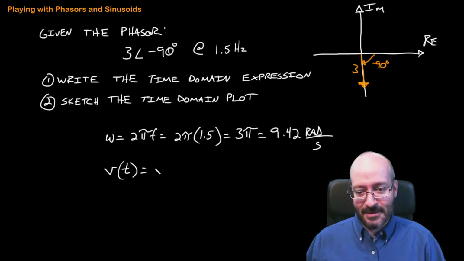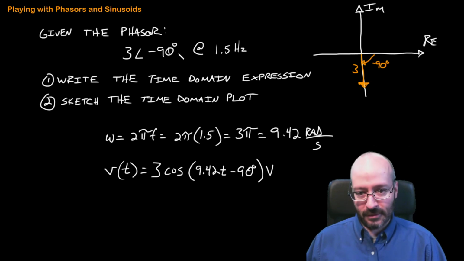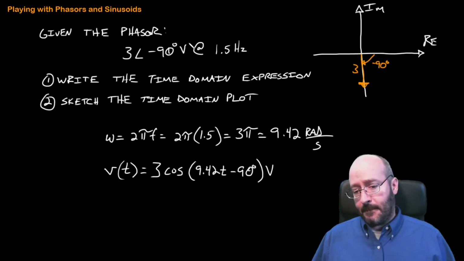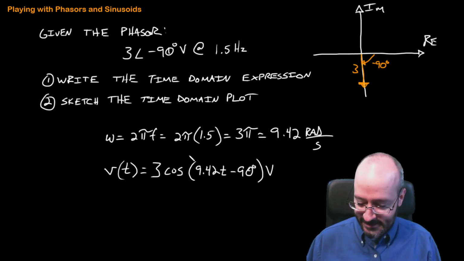Okay, so the peak value is 3. That just came right from the phasor. Cosine 9.42 as a coefficient of t. And then -90 degrees, again coming right from the phasor, and we'll call that volts, just to make it clear. Okay, so there's our time domain expression. Hey, that wasn't so bad, right?